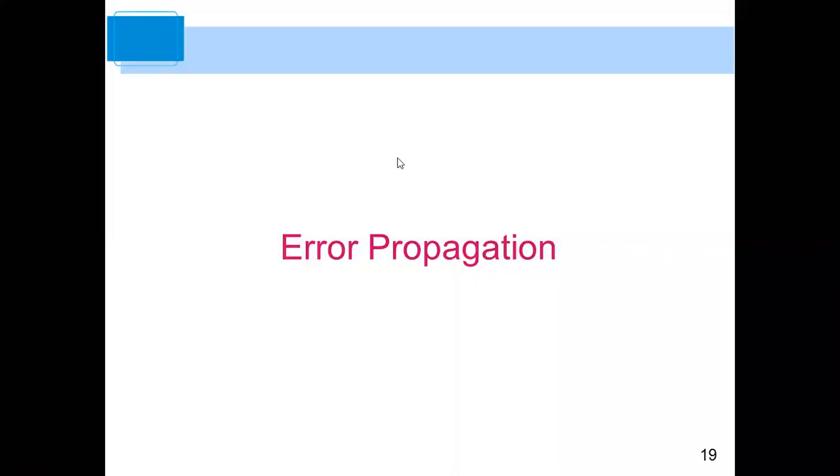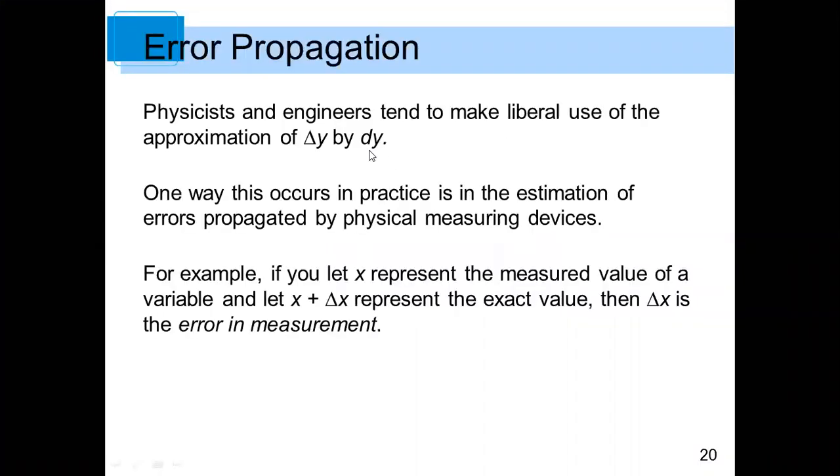All right, now we want to talk about error propagation. So physicists and engineers tend to make liberal use of the approximation delta y by the differential dy. One way this occurs in practice is the estimation of errors propagated by physical measuring devices. For example, if you let x represent the measured value of a variable and let x plus delta x represent the exact value, then delta x is the error in measurement.